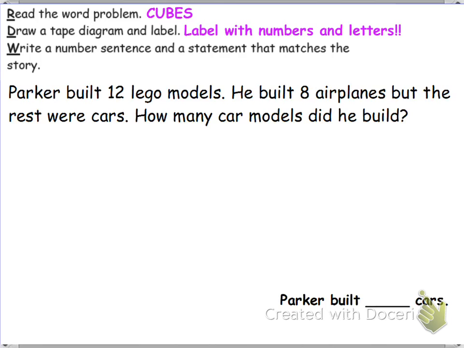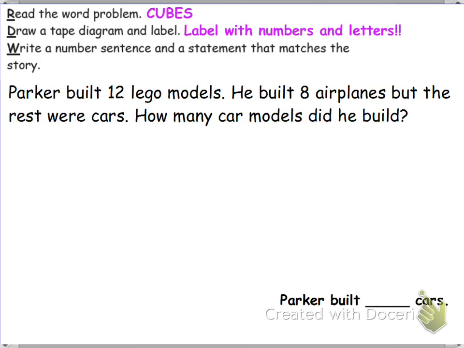Parker built 12 Lego models. He built 8 airplanes, but the rest were cars. How many car models did he build? I'll read it again. Parker built 12 Lego models. He built 8 airplanes, but the rest were cars. How many car models did he build? I'm going to read it again.